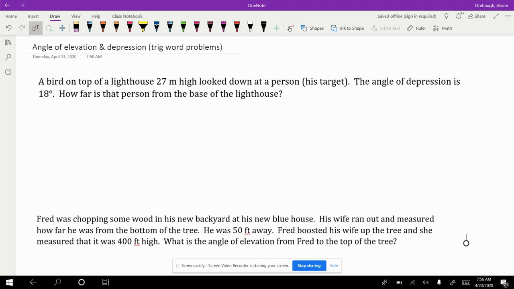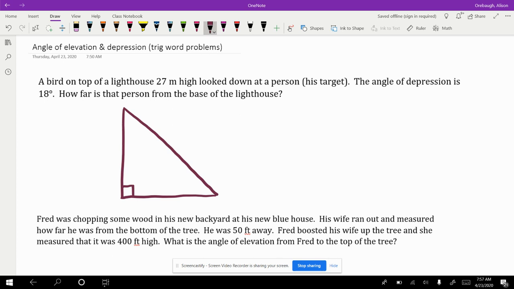It said that a bird on top of a lighthouse 27 meters high looked down at a person. The angle of depression is 18 degrees. How far is that person from the base of the lighthouse? If you remember, we talked about drawing the same exact triangle every time. That helps us build our normal process and makes these problems easier. So I'm going to draw this problem every time.